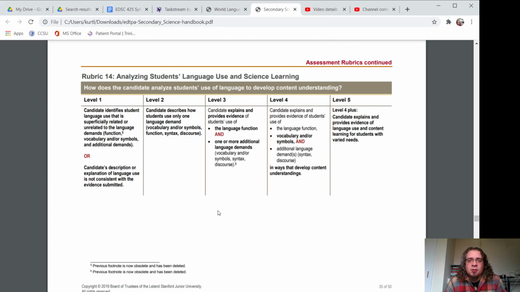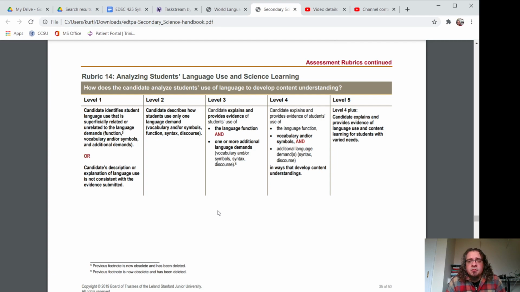So let's look at level 4. Candidate explains and provides evidence of students' use of the language function. Okay, so that's the same as the last one. Vocabulary and or symbols, and additional language demands. So really all of them in ways that develop content understandings. Okay, so it's not a one or more situation. They're in there, all of them. So vocabulary's got to be hit pretty hard, obviously, for level 4. It's not sort of an equal choice as it is in level 3.